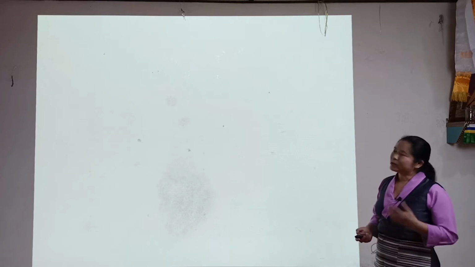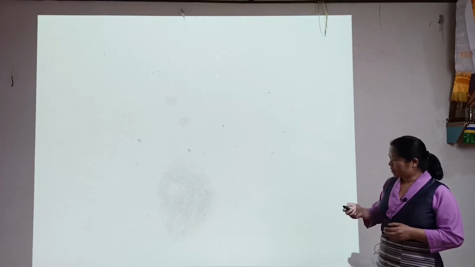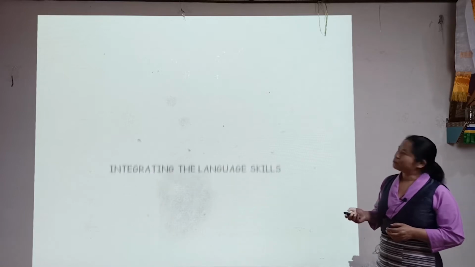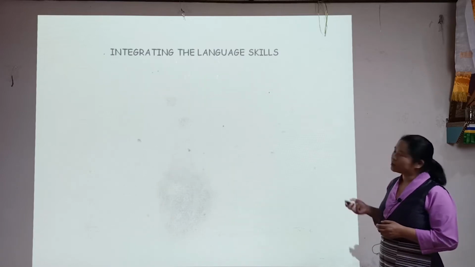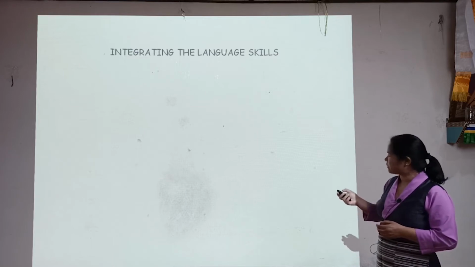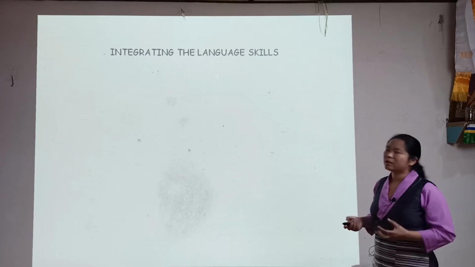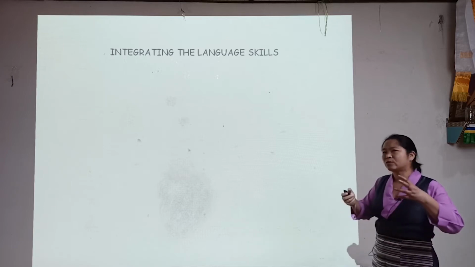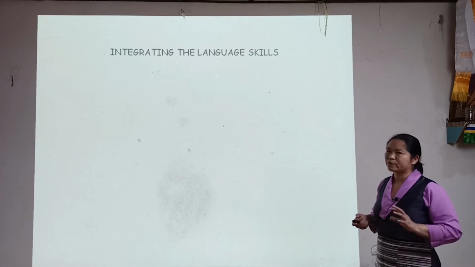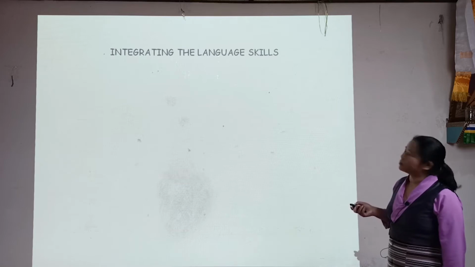The lesson that I'm going to take today is how to learn English. And the topic that we are going to do is integrating the language skills. So if we look at this topic, we have this word, integrating. What does integrate mean? Integrate means to combine something or to treat something as a whole, not separate something from the other. And then the next word is language.